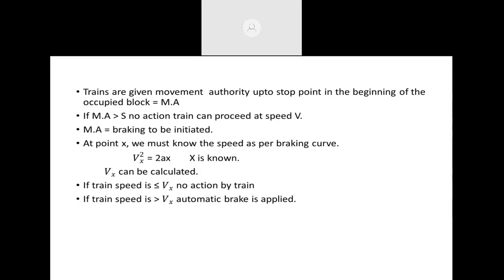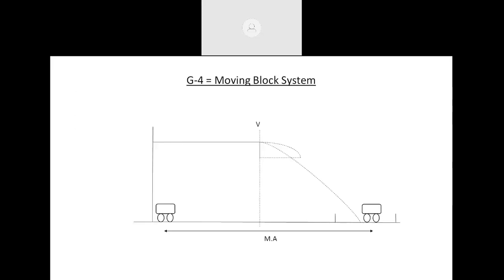So that at every instance, every point, this Vx is calculated and compared with the speed of the train, and accordingly the brake initiation takes place. Next, in the case of CBTC, the movement authority is up to the back of the train. So the same calculation takes place. As the train moves, the movement authority keeps on increasing, continuously.